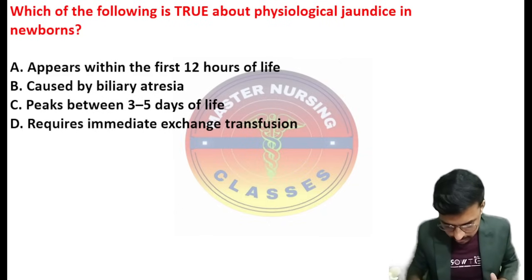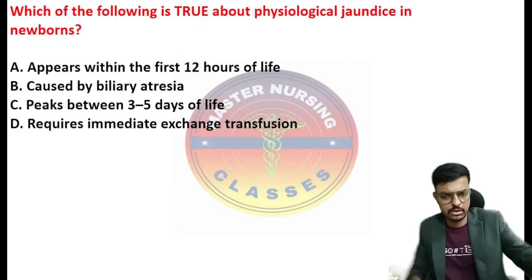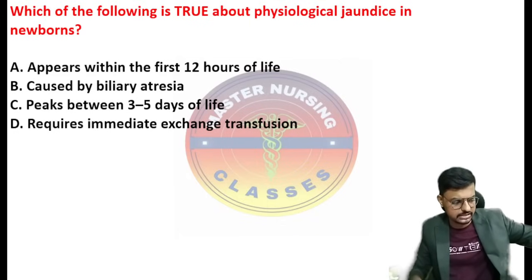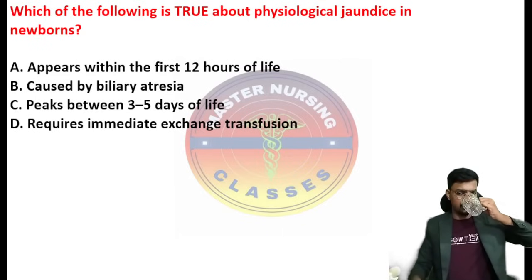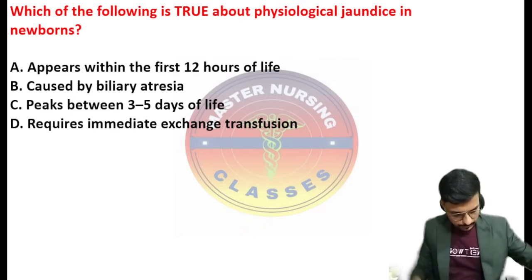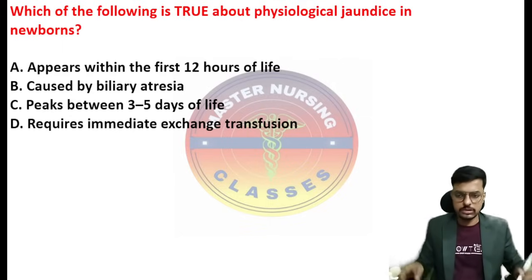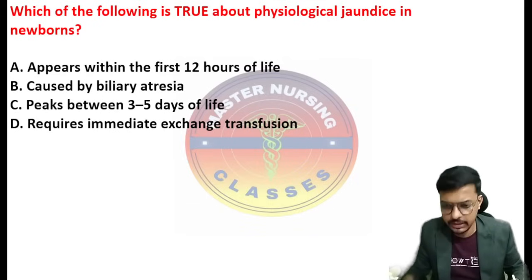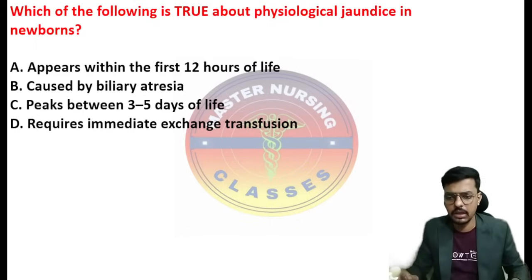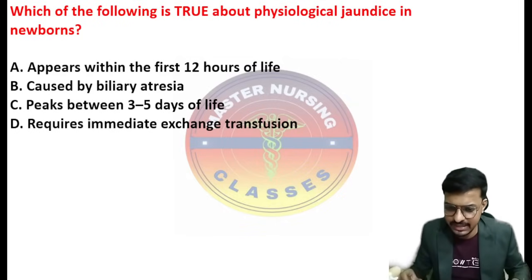Which of the following is true about physiological jaundice in the newborn? Quickly revise all the physiological and pathological differentiation of jaundice. Again, examiner's favorite question. Which of the following is true about physiological jaundice in the newborn? Option A, appears within the first 12 hours of life. Option B, caused by biliary atresia. Option C, peaks between 3 to 5 days of life. Option D, requires immediate exchange transfusion.